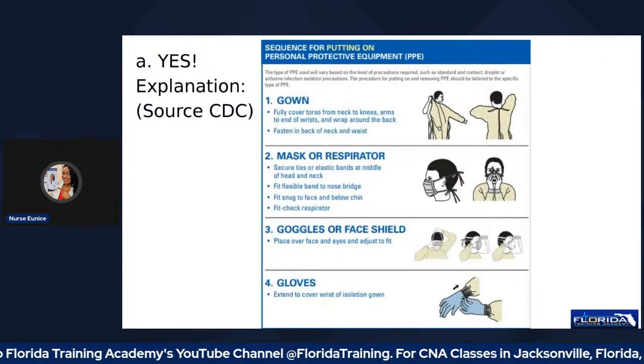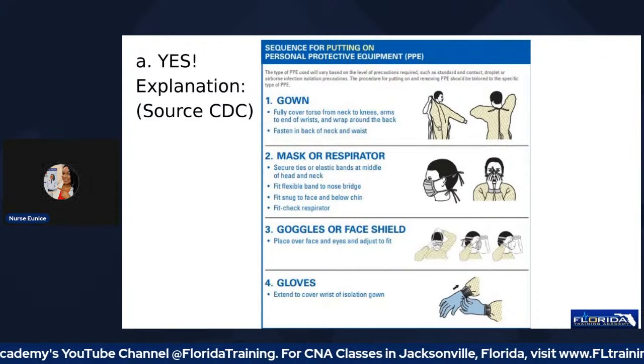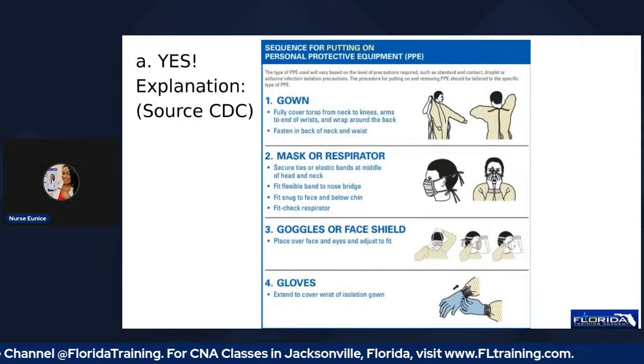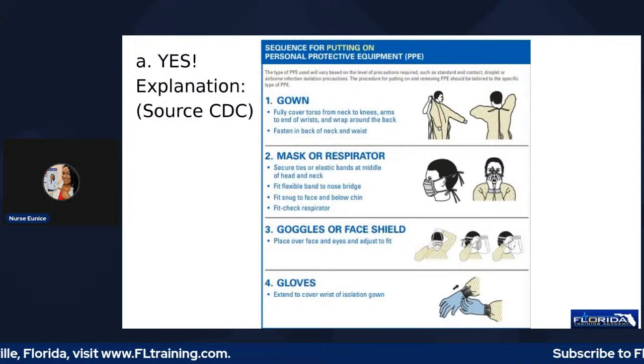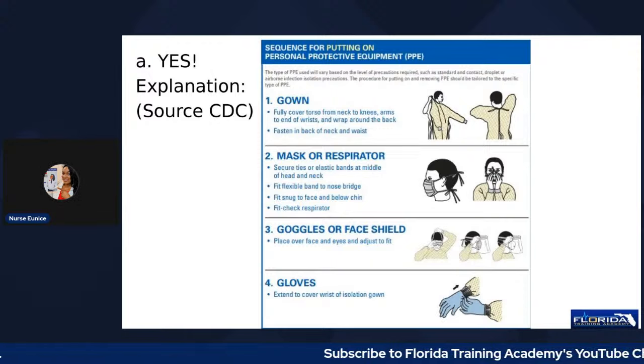And so the correct order, according to the Center for Disease Control, is number one, you put your gown on first, you put your mask on second. If you're wearing a face shield or goggles, that would go on third. And the last thing you put on before providing care would be your gloves.